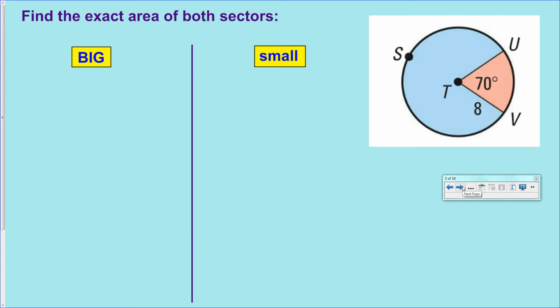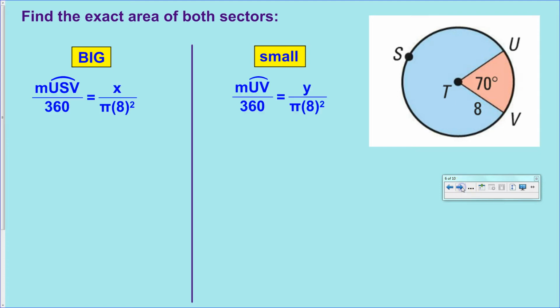To get yourself started, you have to set up two proportion equations. One that talks about the large section of the circle, which would be 290 degrees, and one that talks about the small sector. So we talk about the major arc and the minor arc over 360, and then the area of the blue sector versus the area of the pink or red sector. So you plug in a number right there, that'll be 70 and 290 respectively for the small and big sectors.